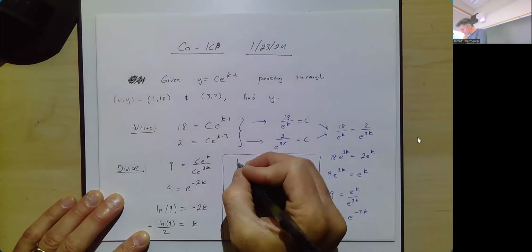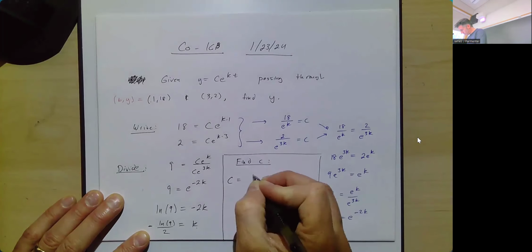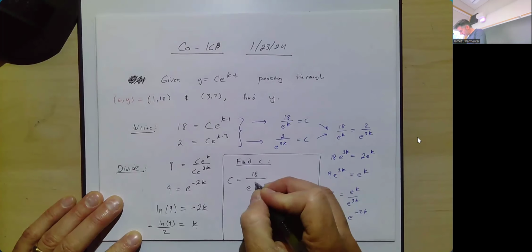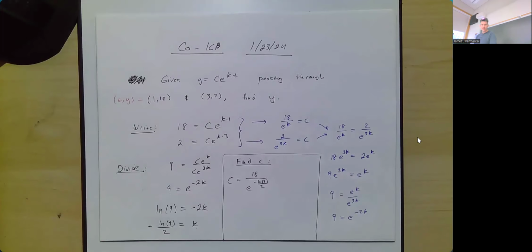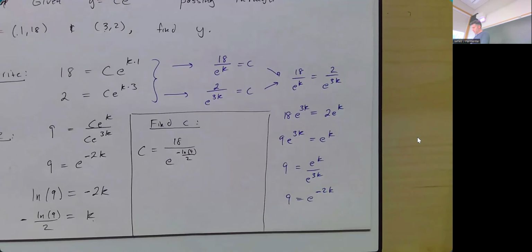Plugging in to find C, we get that C is equal to 18 over e to the K, where K is negative natural log of 9 over 2. Sorry, it's kind of small. Technically, you could just leave it like that. Does that simplify into something? Not really. I mean, yeah, sure, I guess. Yeah, that simplifies into something nicer.